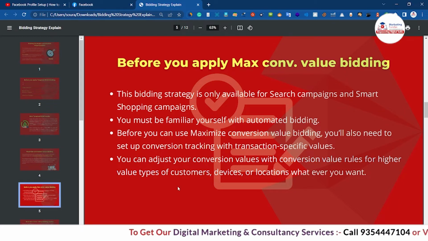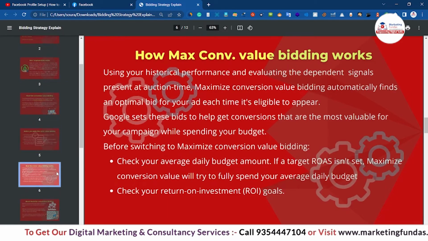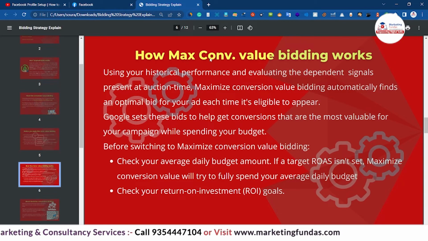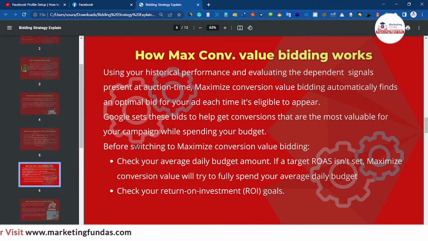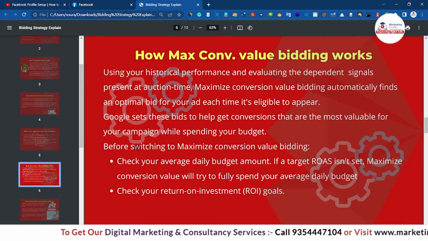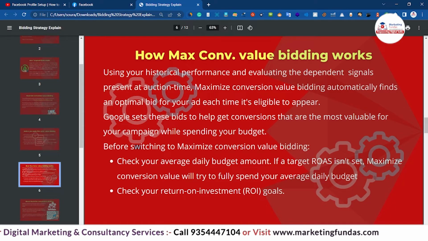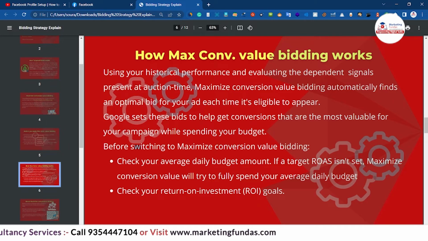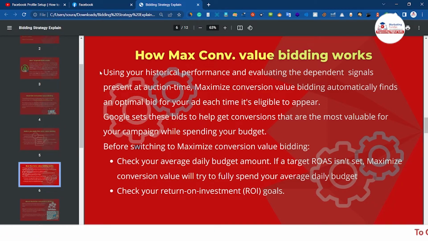Now let's go to the next slide, and that is how conversion value bidding works. Using your historical performance and evaluating. As I told you, these automated campaigns use historical or early data to bring the conversions or results. So your account needs to have good results in the past so that these automated campaigns can work properly. Now let's get into the slide.